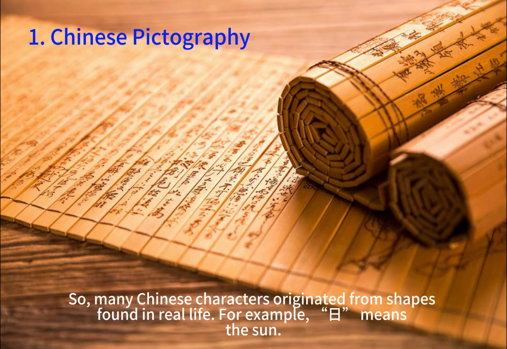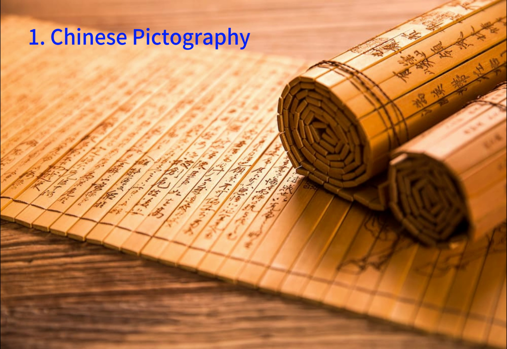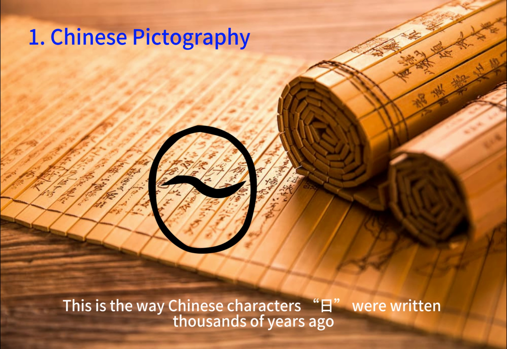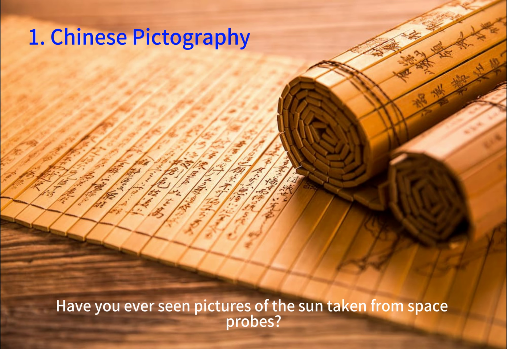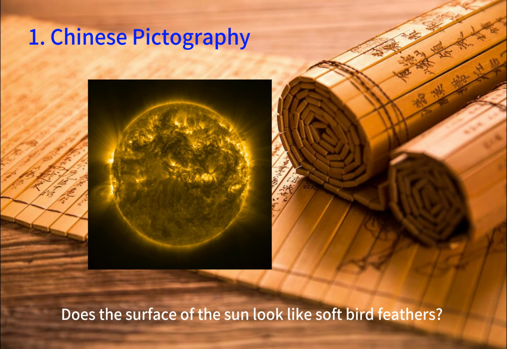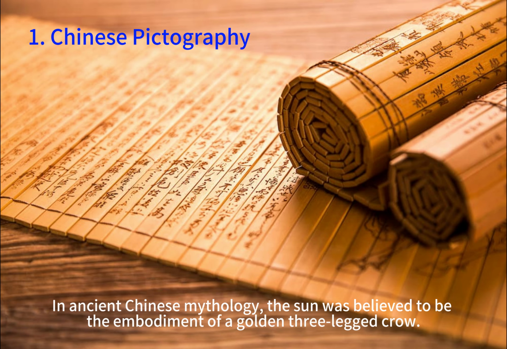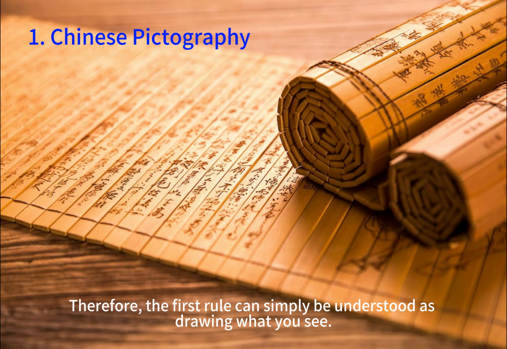So, many Chinese characters originated from shapes found in real life. For example, 日 means the sun. This is the way the character 日 was written thousands of years ago. Have you ever seen pictures of the sun taken from space probes? Does the surface of the sun look like soft bird feathers? In ancient Chinese mythology, the sun was believed to be the embodiment of a golden three-legged crow. Therefore, the first rule can simply be understood as drawing what you see.